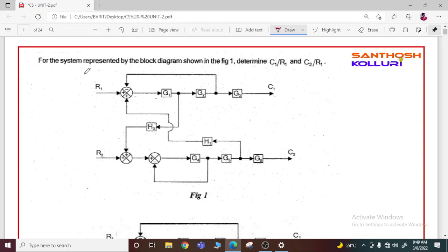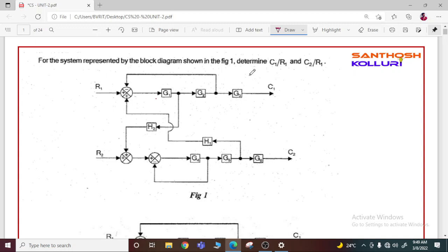asking for the system represented by this block diagram shown in figure 1, determine C1 by R1 and C2 by R2. Okay. So here R1, R2 both are inputs, C1, C2 both are outputs. For a system generally we will be having one input and one output, and we will be traveling from input to output, and meanwhile we will be calculating the gains which are there in the path. So this is one kind of typical question asked in the examinations many times.